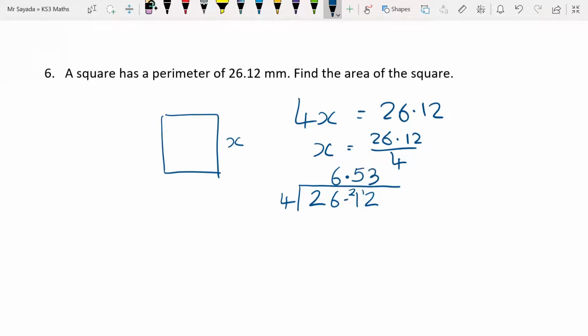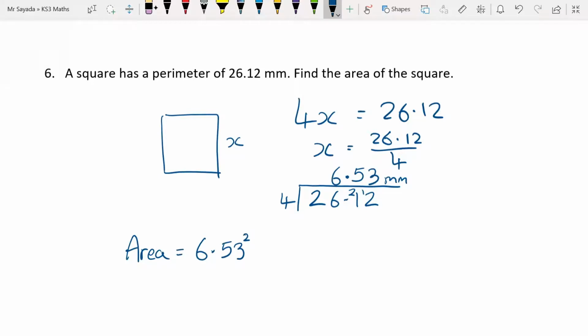What are the units of that? Say your answer to the video. So the units are millimeters. So we have a side length of 6.53 millimeters. So now to find the area, we need to do that side length squared. Pause the video to work that out. Press play once you're ready.